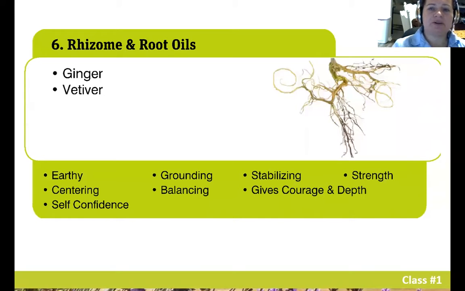Rhizome and root oils. We have ginger and my favorite, vetiver. Some people say it smells like dirt, but for me it smells like a very warm, woodsy smell, even though it's from the rhizome. Those oils are very earthy, grounding, stabilizing, and strengthening. It's centering, balancing. They give courage and depth and self-confidence.